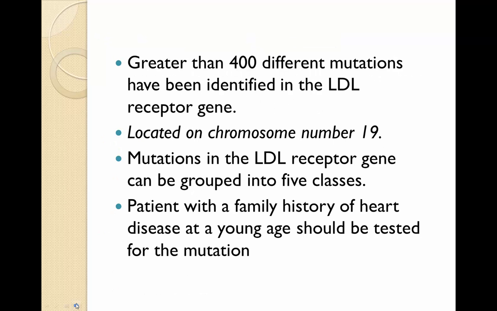So there are about 400 different mutations that have been identified on the LDL receptor gene. The LDL receptor gene they have found is located on our 19th chromosome. The mutations in the gene are grouped into 5 classes. And patients with a family history of heart disease, especially at a young age, should be tested for this mutation. It's also recommended that people who have difficulty getting their cholesterols down despite medication, changes in diet and lifestyle, should also be tested for this mutation.